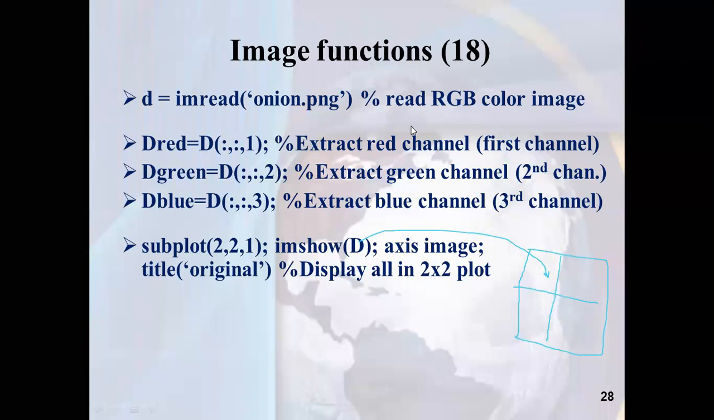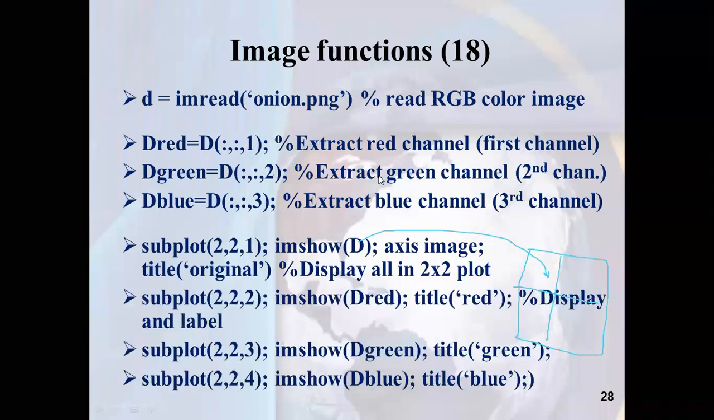And after that, we have subplot 2, 2, 2 with the red channel. So here the red channel will be displayed. The green channel, 2, 2, 3, will be displayed here with title green. And finally, the blue channel will be displayed here with title blue. So here we have title original in the first quadrant. The second quadrant has title red, the third has title green, and here title blue. Here we have the original image. Here we have the red channel, the green channel, and the blue channel.